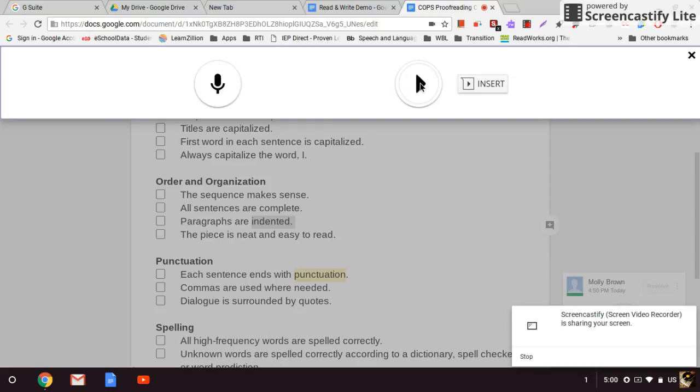I can listen to my recording. Sometimes we get a little funky, especially if we have Screencastify running, so we have to try again. If you are using a keyboard for writing, you can simply press the Tab key to indent your sentence. Let's try again.